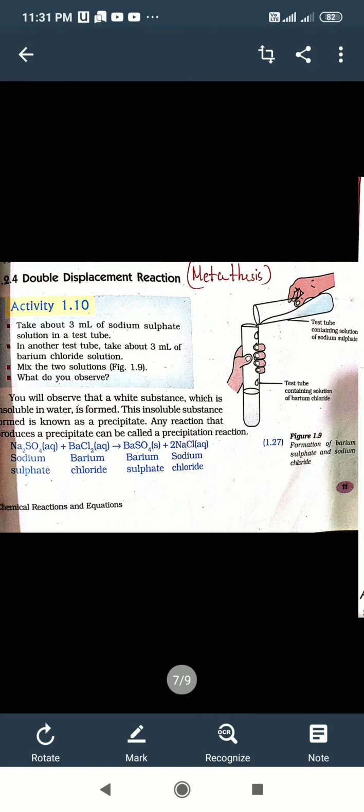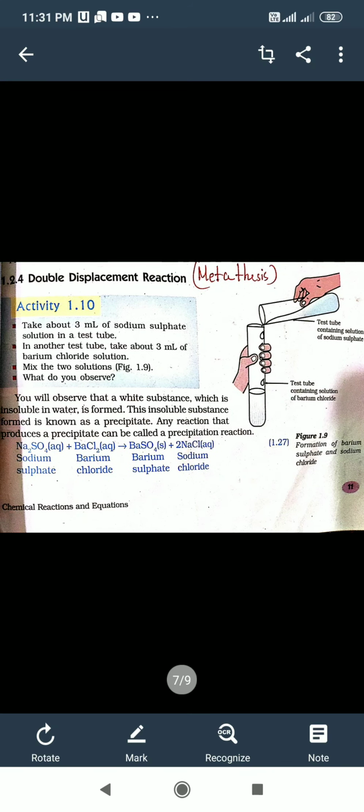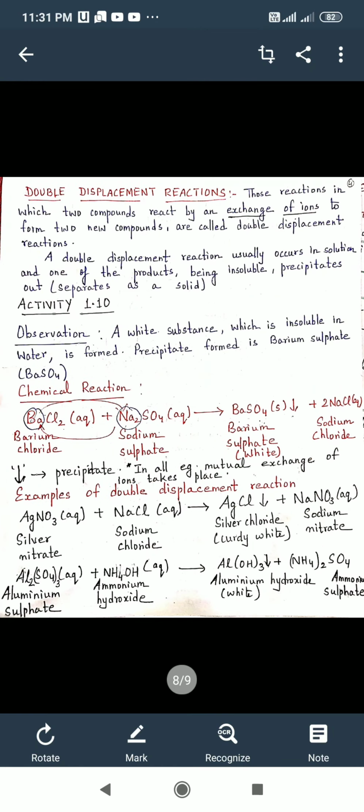We mix the two solutions. Immediately we find that a white precipitate is formed. Precipitate means the insoluble substance which settles down as solid on mixing two solutions. On mixing the two solutions, barium sulfate white precipitate is formed. So this shows double displacement reaction where the sodium and barium exchange the ions, resulting in formation of barium sulfate. Other examples of double displacement reaction are shown below.